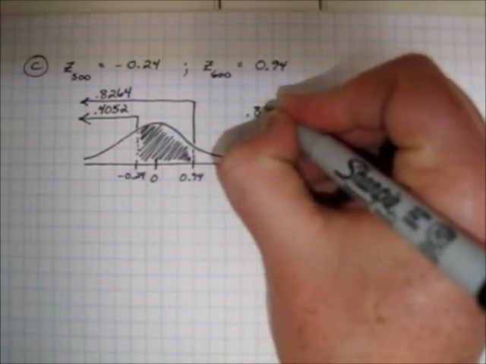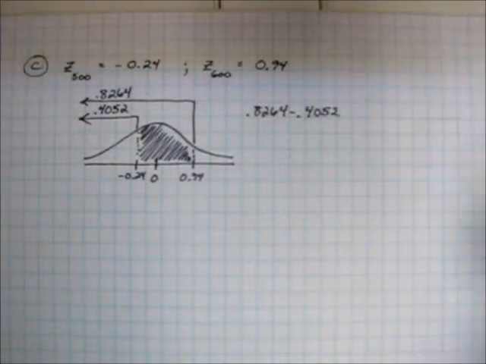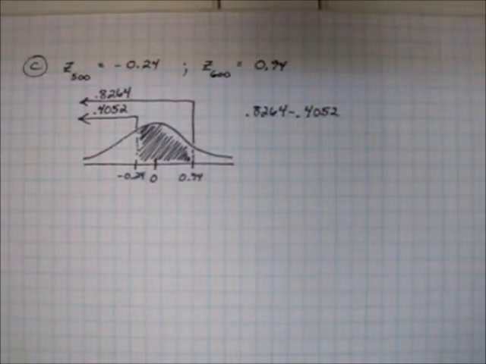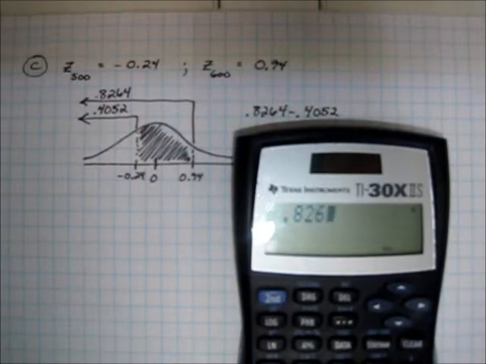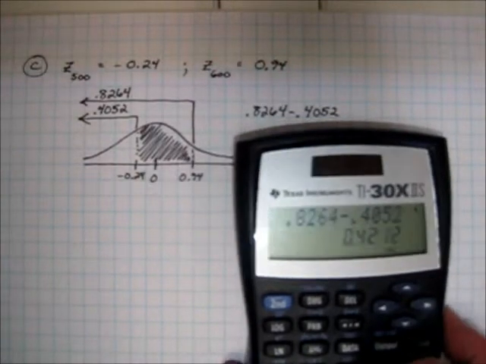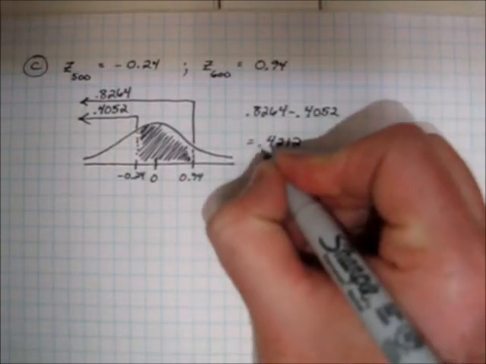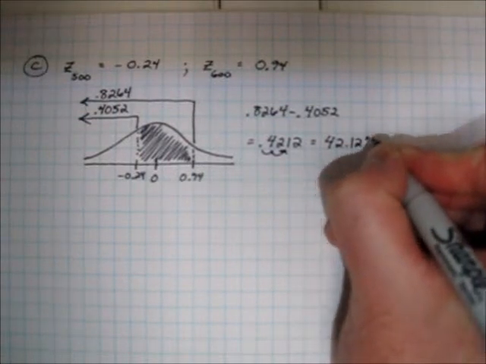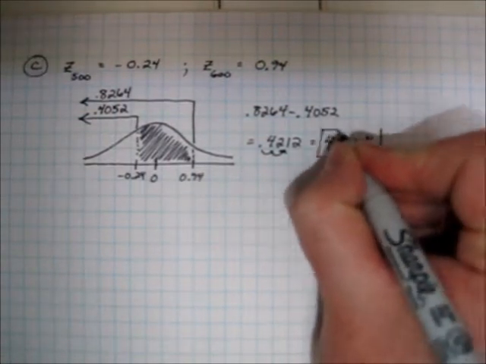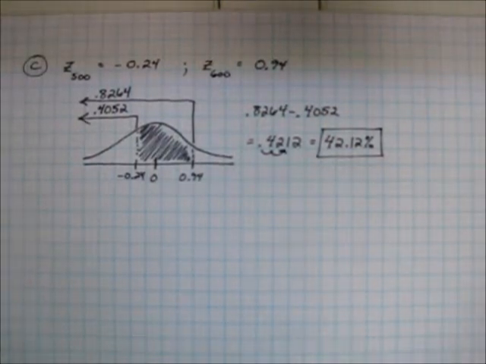So I'll take 0.8264 and subtract out the 0.4052. And that will give me 0.4212, which, changing it to a percentage, 42.12%. And so now you have the three basic types of normal distribution problems.